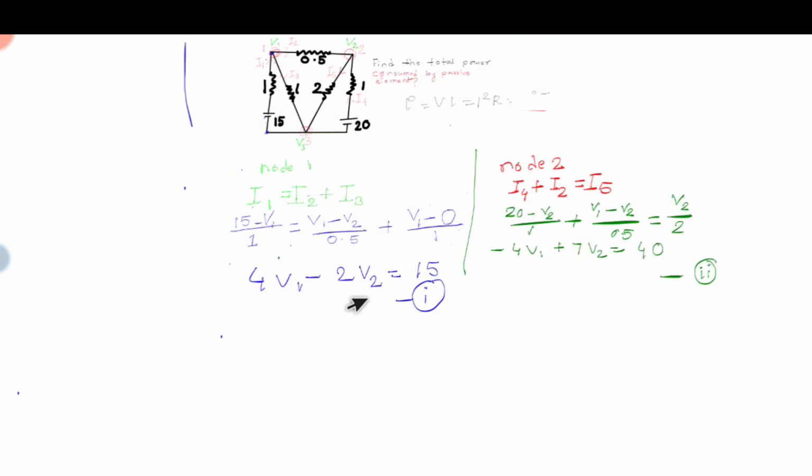After solving these equations, we get V1 equals 9.25 and V2 equals 11 volts. Now you have to find I1, I2, I3, I4 and I5, these currents. So let's find out these currents.